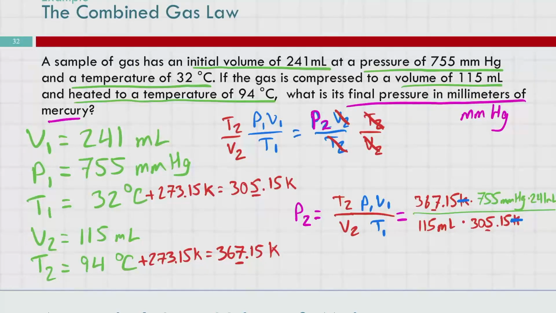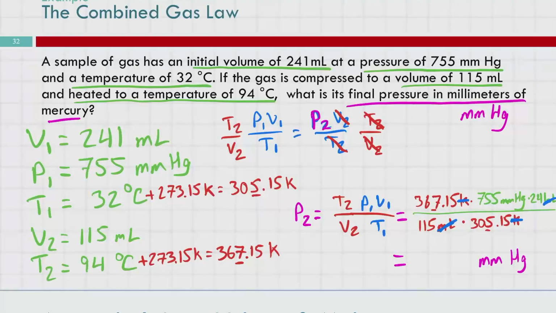Kelvin on top, Kelvin on bottom, those cancel. We also have milliliters on top and bottom, so those cancel. And what's left over is millimeters of mercury on the top. The units canceling is just one way of checking that we didn't screw up the algebra. This won't always catch every way that we could screw up the algebra, but it's one way that we can check. This also helps remind us what units we are getting from this calculation, because it's not always going to be the units that we're asked to provide. In this case it is, so we don't have another conversion to do.